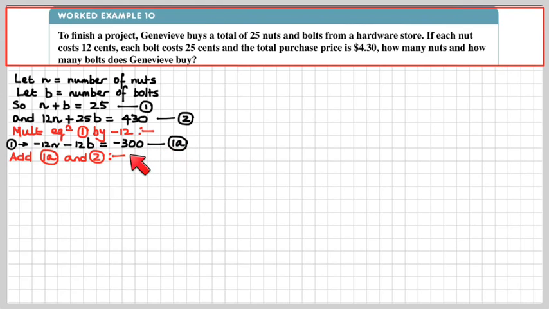And I'm documenting what I'm doing, 1a and 2. So this original one unchanged, plus this new one here. Add them up, and I'll get rid of the left-hand term in both. So it's 12n minus 12n plus 25b minus 12b, that's right, isn't it? Yes, equals 430 minus 300.